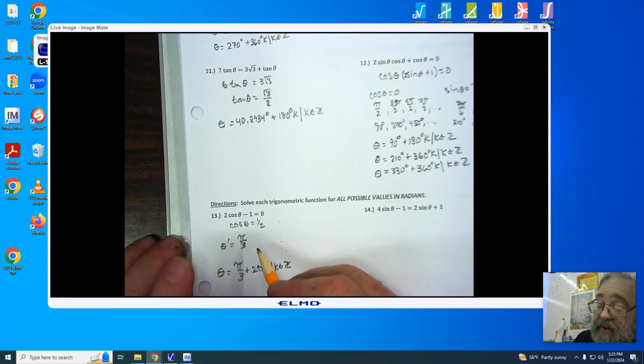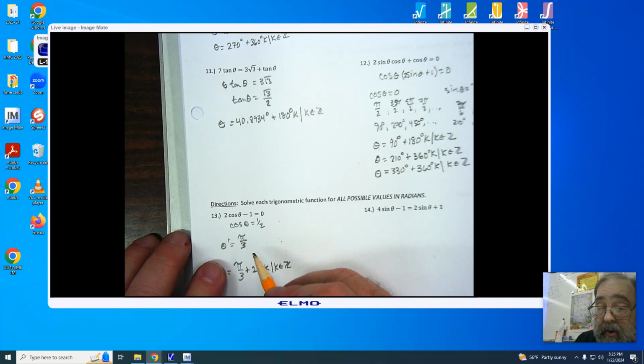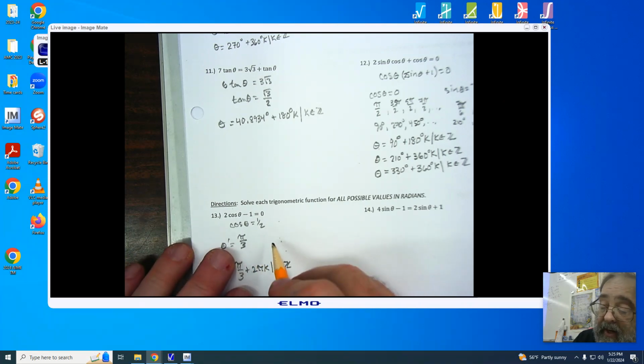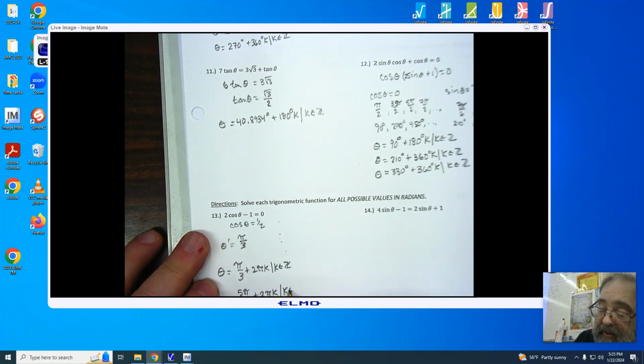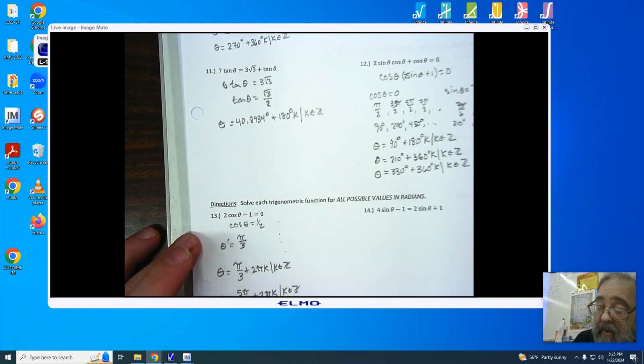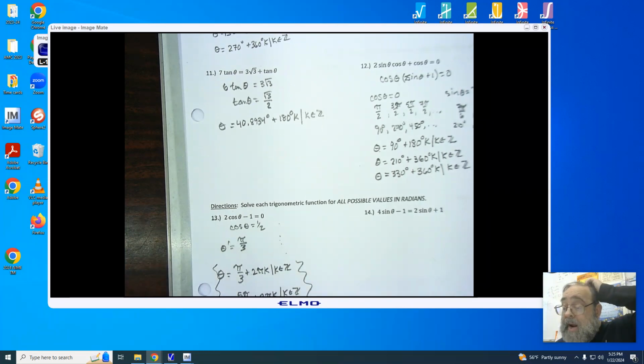Now, I know this is also happening in the fourth quadrant where cosine is positive, and that would give me 5 pi over 3, which is 2 pi minus theta prime. I'm then adding 2 pi k, such that k is an element of the integer set. Now, I personally find that finding my multiple solutions or all solutions in terms of pi or radians is easier to work with than dealing with degrees.